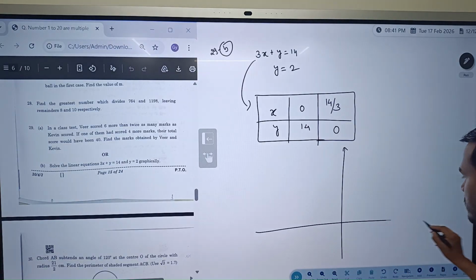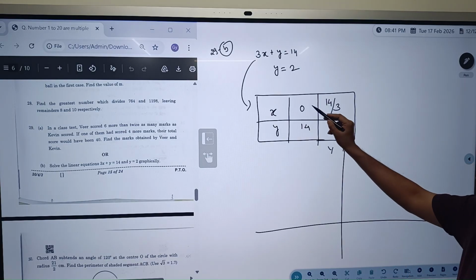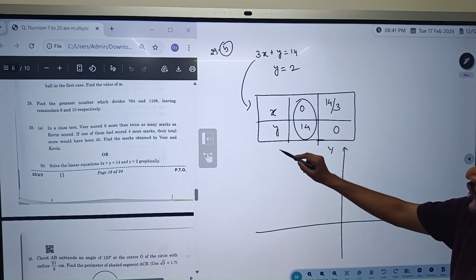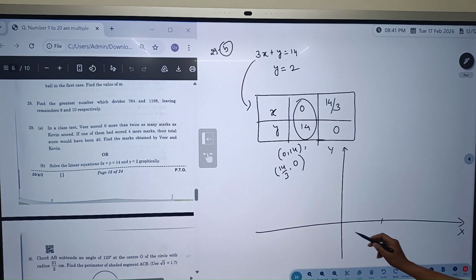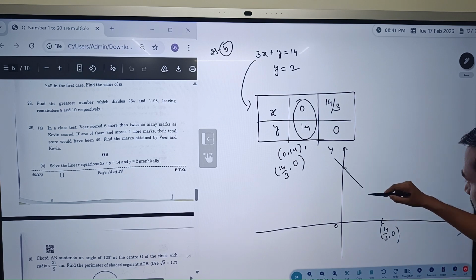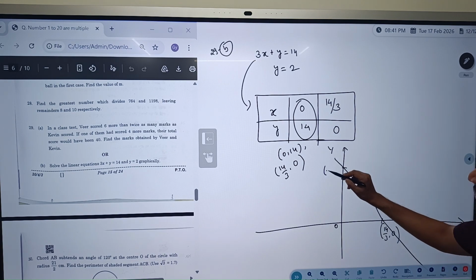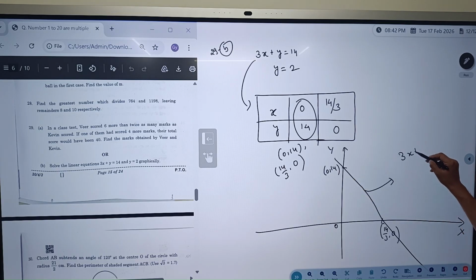I am just making a rough diagram so that you can get an understanding of this question. So the first coordinate is (0, 14) and one more coordinate is (14/3, 0). 14 by 3 will be somewhere on the x-axis and this 0, 14 will be somewhere on the y-axis. So this will be the line. This is the line 3x plus y is equal to 14.